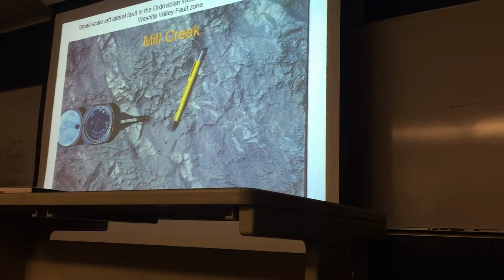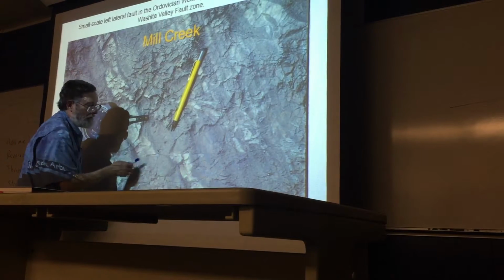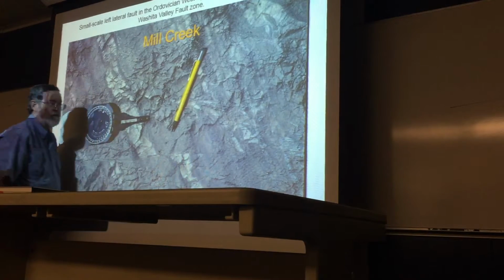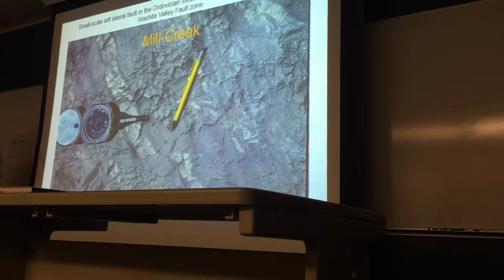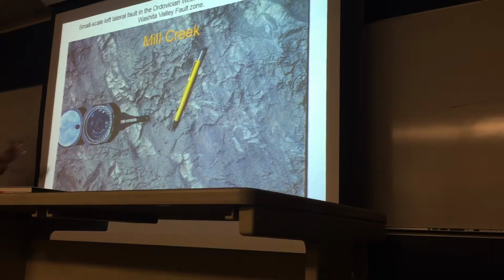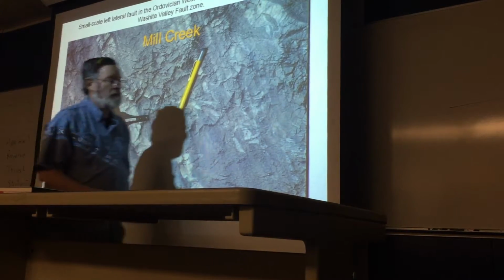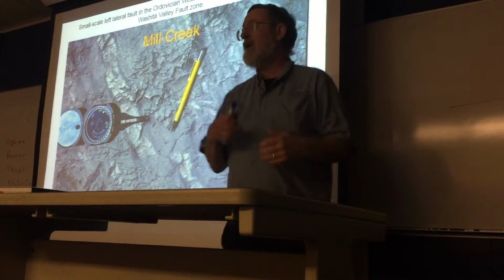When we look at this system, what do you see? Yeah, there's a displacement along this plane right there. So that shifted from there to there. That is a very small scale displacement. You can see the Brunton compass and the pencil for scale, but it gives us a type of offset.